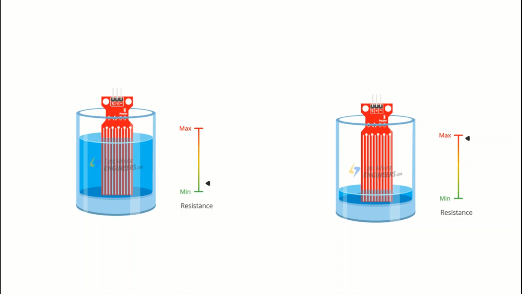The resistance of the water level detection sensor is inversely proportional to the height of water. If the length of the water is more, like in this figure, the conductivity will be more and therefore the resistance will be less. While in this figure, if there is less water, the conductivity will also be less and therefore the resistance will be more. The sensor produces an output voltage according to the resistance, which can be used to determine the level of water.